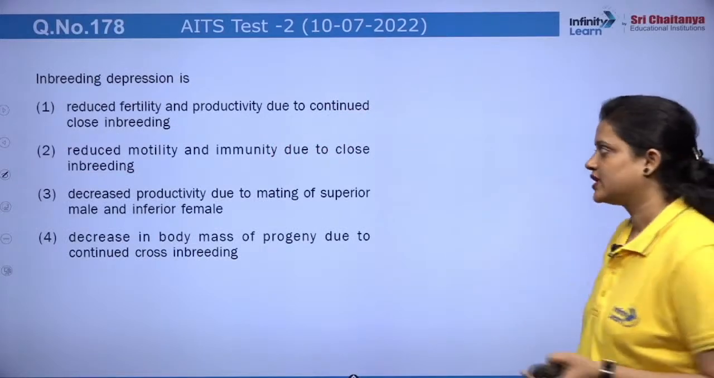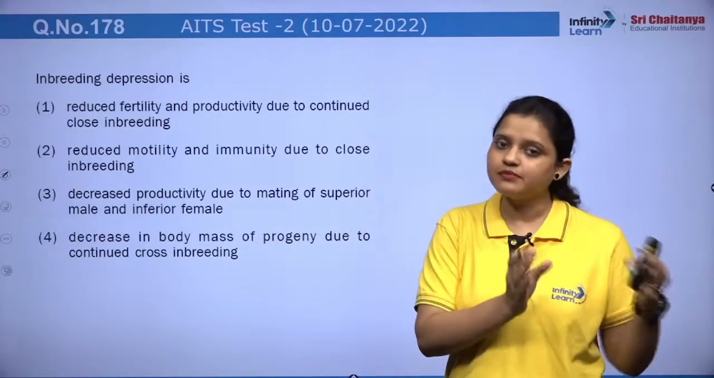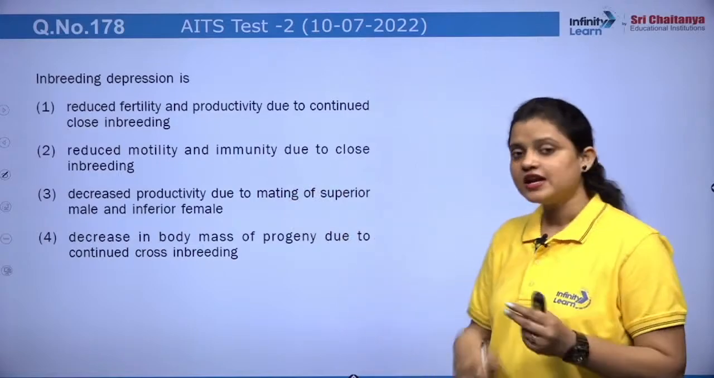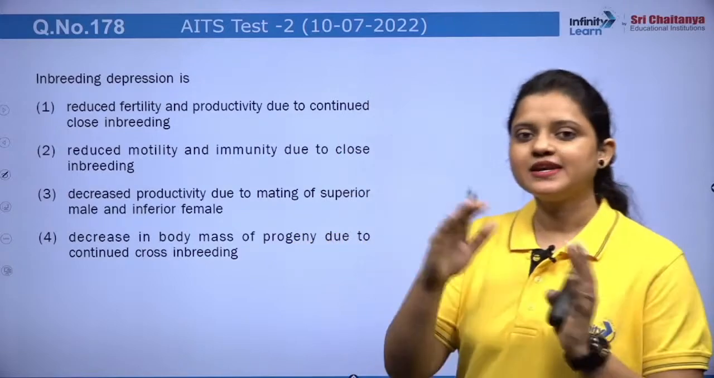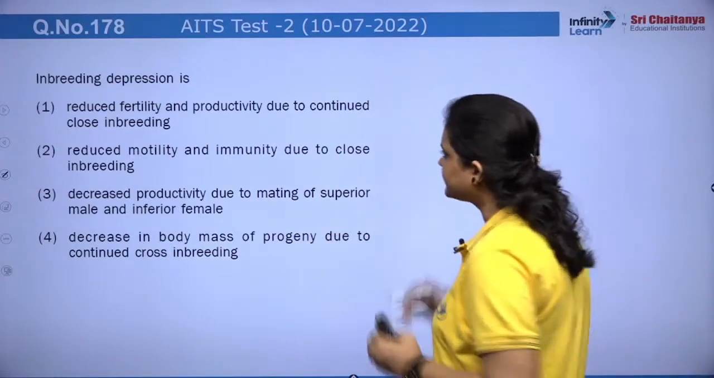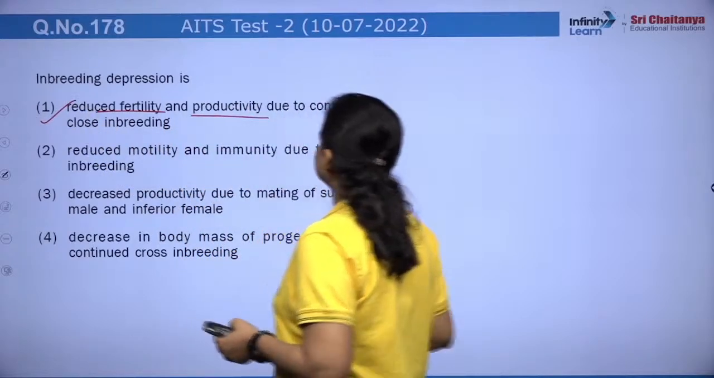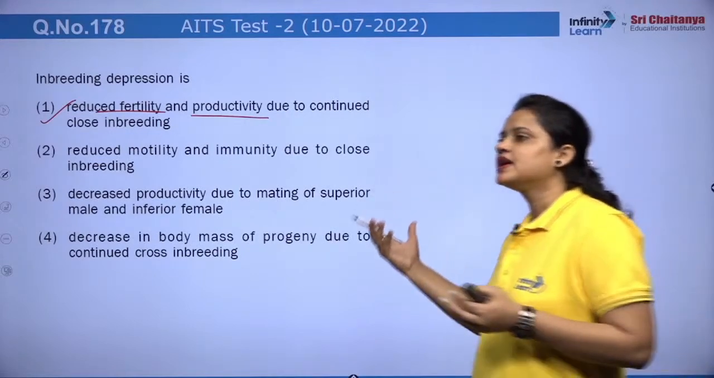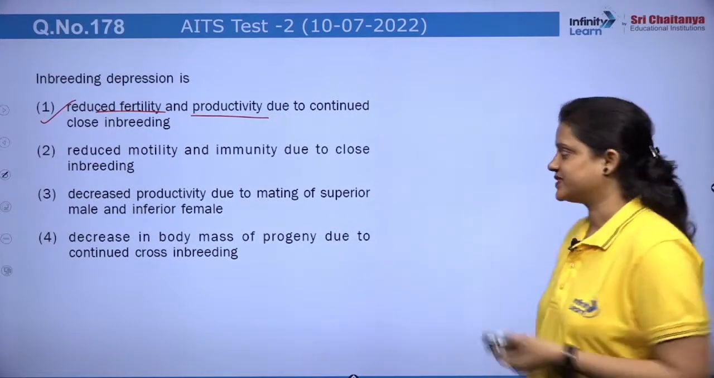Next question. We know what inbreeding is. Inbreeding is mating of individuals of the same breed which are not more than 4 to 5 generations apart. Now continuous inbreeding will lead to inbreeding depression. Inbreeding depression is actually reducing the fertility and the productivity due to continued close breeding, and this can be overcome by outcrossing, right?